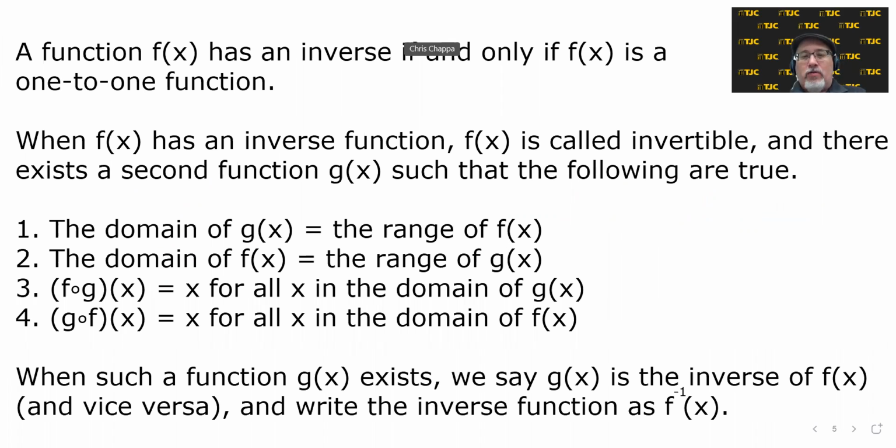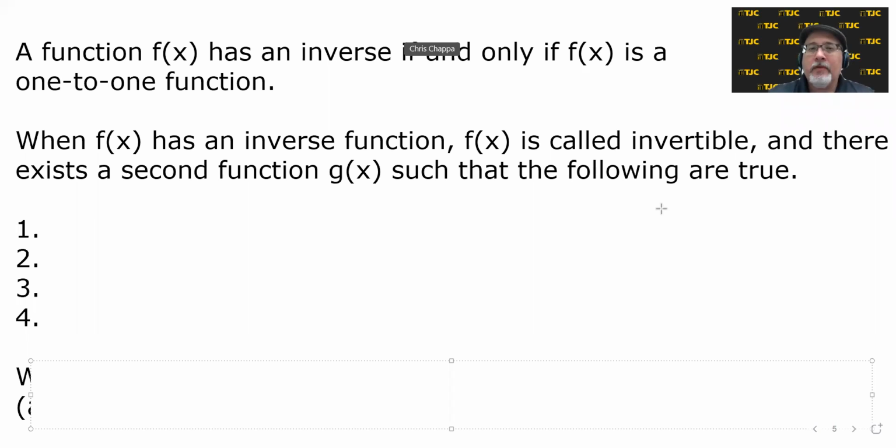All right, there's a lot to go over, so we'll go over it shortly. Here's why it's so important to talk about 1 to 1 first. A function f of x has an inverse if and only if f of x is a 1 to 1 function. So in other words, if you have one of these functions where equal outputs imply equal inputs, or vice versa, different inputs imply different outputs, then that function has an inverse. And when f of x has an inverse function, that function is called invertible.